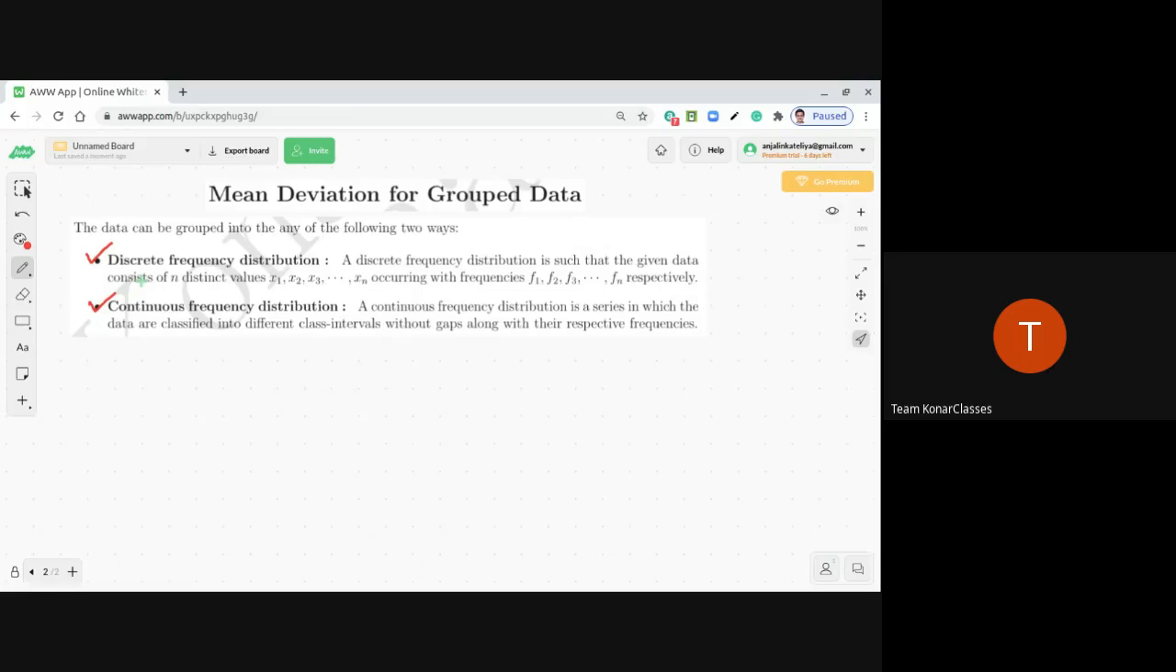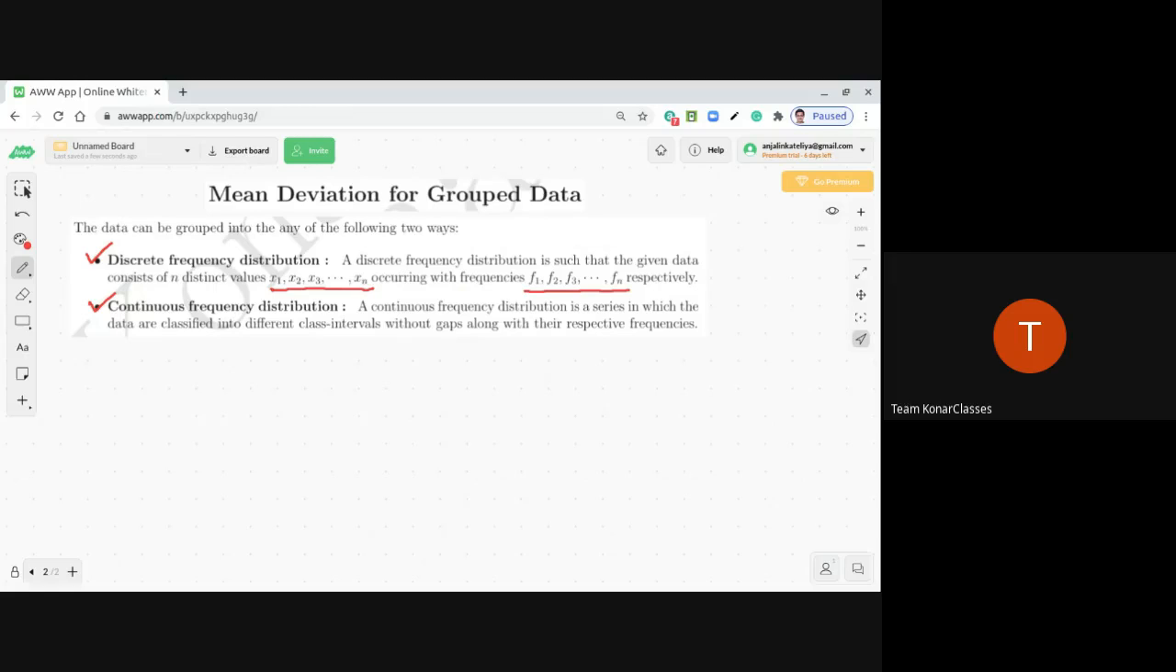A discrete frequency distribution is such that the given data consists of n distinct values like x1, x2, x3 up to xn, occurring with frequencies f1, f2, f3 up to fn. That means the value x1 appeared f1 times, the value x2 appeared f2 times, the value x3 appeared f3 times, and in that way the value xn appeared fn times. That is the way grouped data is organized in a discrete frequency distribution.